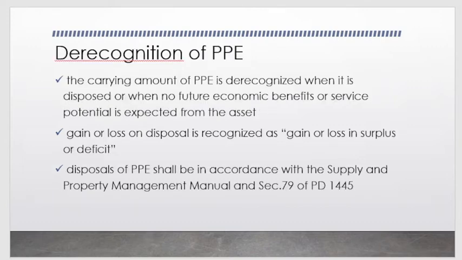Okay, let's look at how the recognition of PPE under the government accounting. So the carrying amount of PPE is recognized when it is disposed or when no future economic benefits or service potential is expected from the asset. Because this is, ito naman din talaga yung rule on the recognition of PPE kahit na sa iba pang private entities. The gain or loss on disposal is recognized as gain or loss in the surplus or deficit accounts.